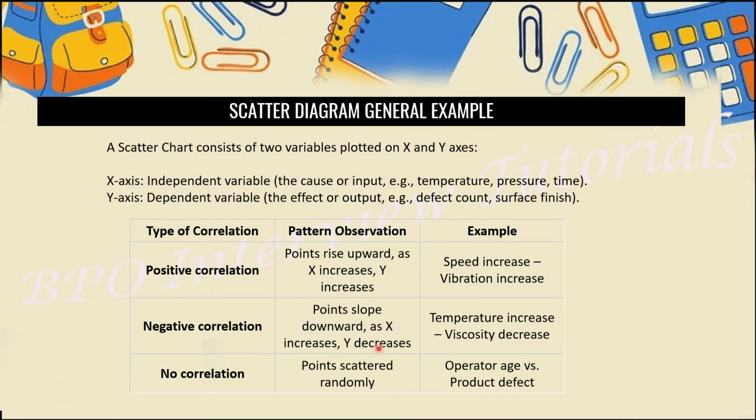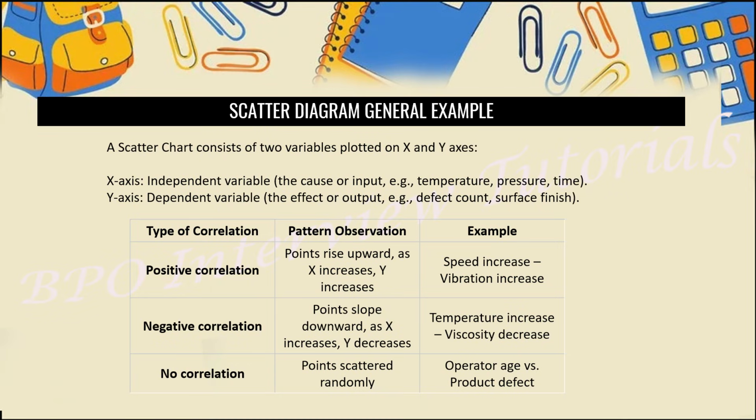Negative correlation is where the points on the x and y axis drop. If this is the situation, then, for example, as temperature increases, viscosity will decrease. This is a general example, guys, no need to worry. No correlation means both the variables give different understanding, and there is no correlation between them. If that is the situation, then it's a no correlation.